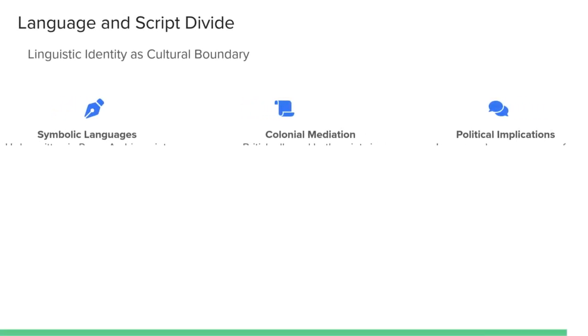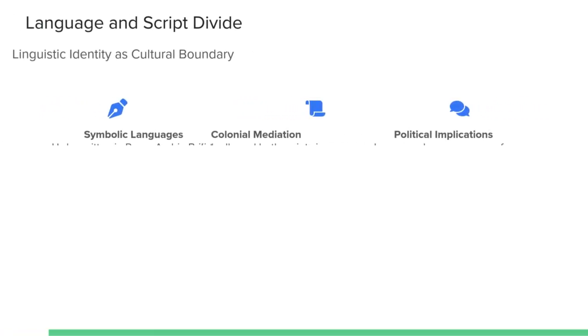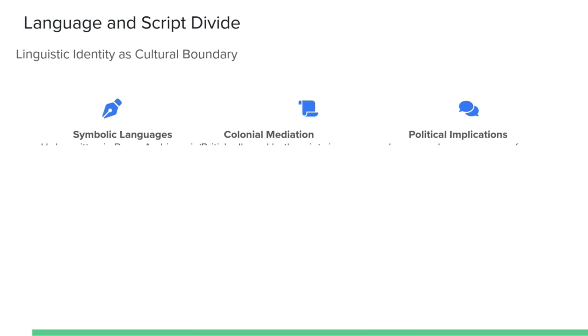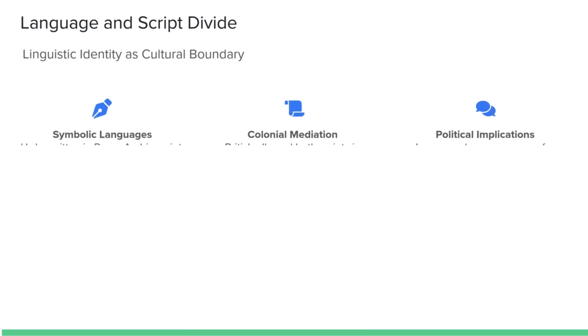Language and script divide. Urdu and Hindi symbolized communal identities. British recognition of both in official domains institutionalized these differences. Language became a powerful marker of identity politics.